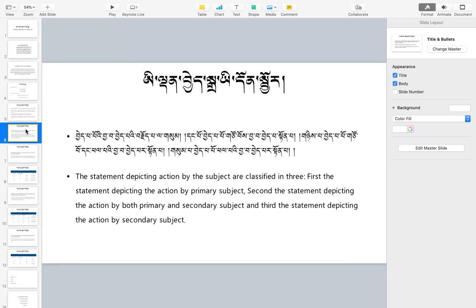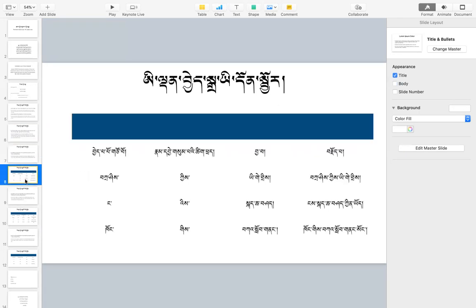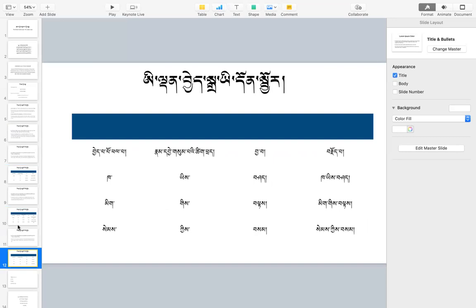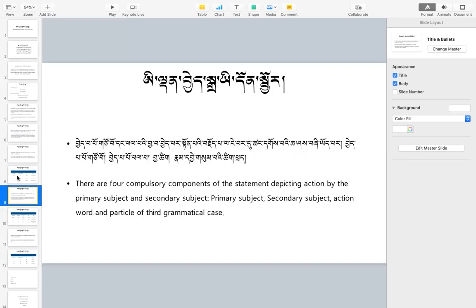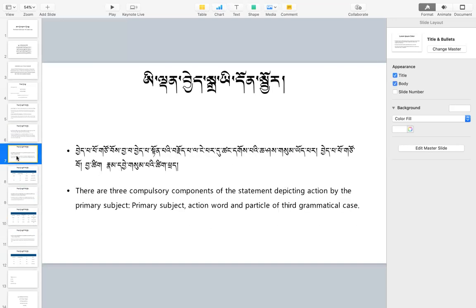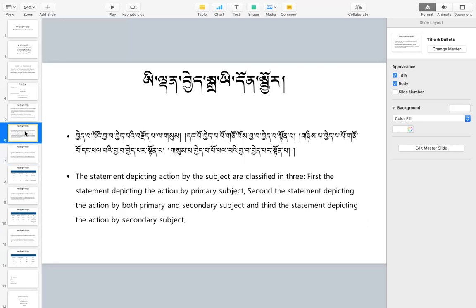So, the Armor of Speech. These three are the variations of the usage case of the direct use, the one that is directly stated in the text, that is the subject case. There are three types of classification of variation. The first one is the statement of the subject case in which the action is depicted to be done by the primary subject.